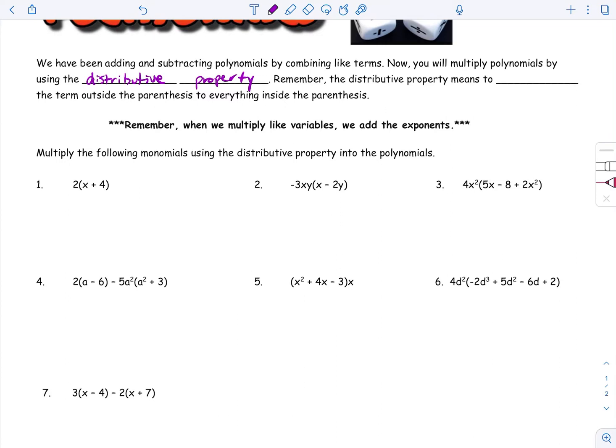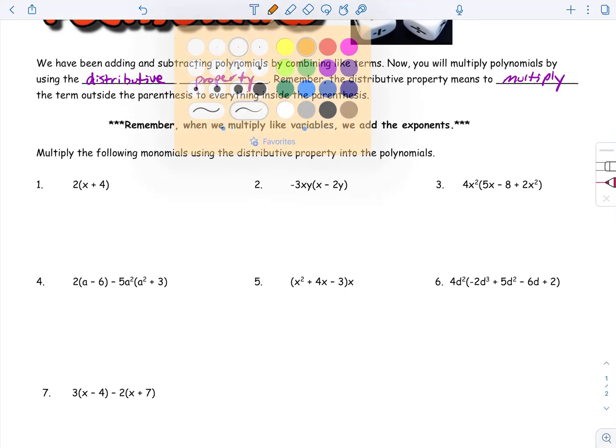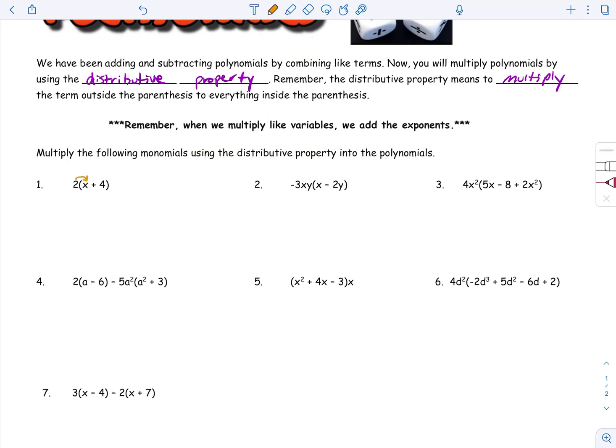property. Remember, the distributive property means to multiply the term outside the parentheses to everything inside the parentheses. All right, so it says multiply the following monomials using the distributive property into the polynomials. So when we have 2 times x plus 4, then what we do is take our 2, multiply by x, and then 2 multiply by 4. All right, so that this becomes 2x plus 8. And again, we get that from taking 2 times x plus 2 times 4. All right, so we distributed the 2.